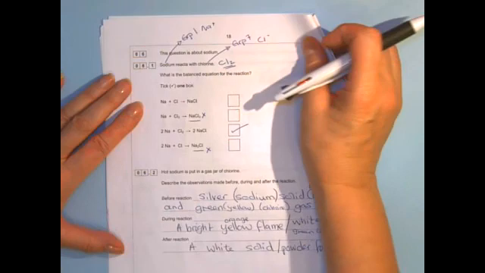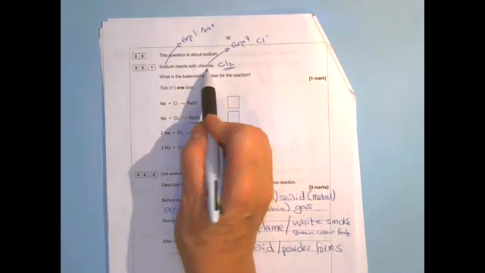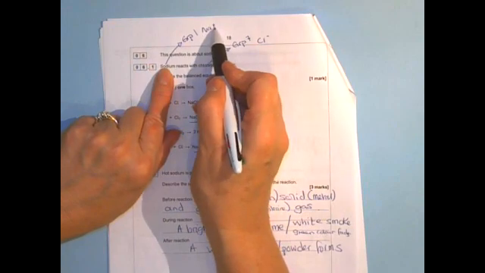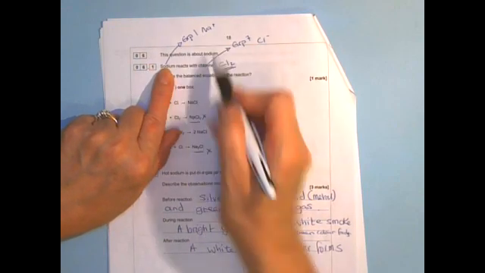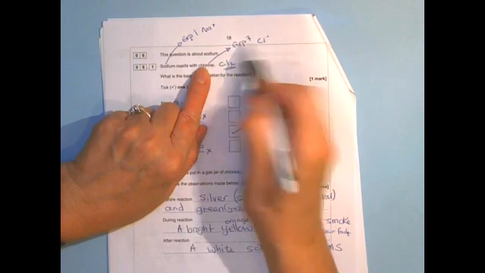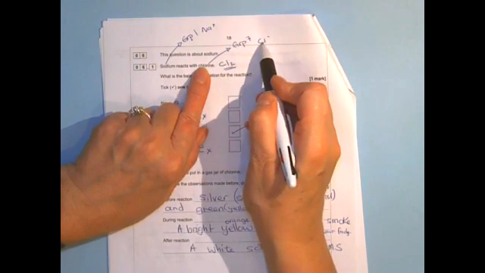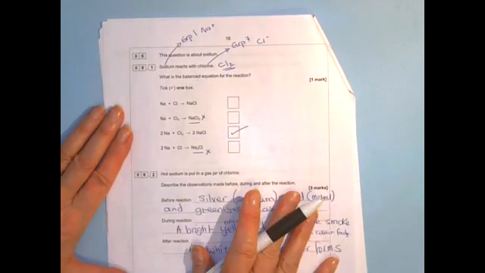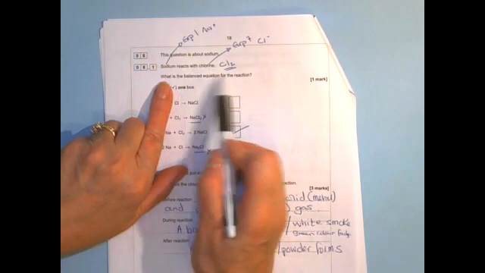Okay, question 6. Sodium reacts with chlorine. I immediately think sodium, group 1, Na+. It'll lose 1 electron, so it becomes Na+. Chlorine, group 7, it's going to gain 1 electron. It's going to become Cl-. Chlorine is Cl2. That's even before I look at this question. So now, what does it say? What is the balanced equation for the reaction?